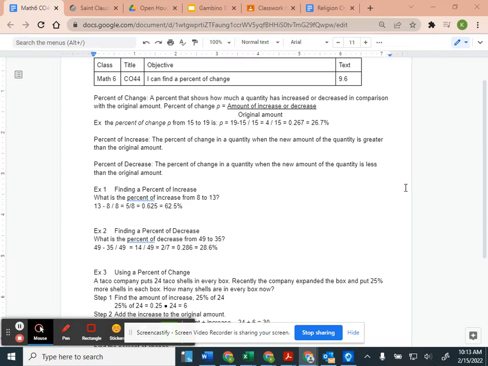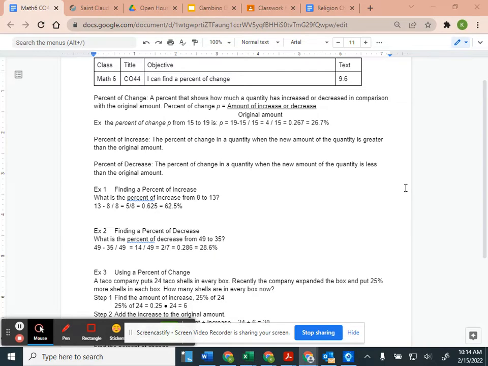Good morning. We are continuing on our percentages unit. Today we are doing CO44. I can find a percent of change. Because we spent a lot of time talking about the math packet that we need to have done for tomorrow, and we were reviewing our homework, we're not probably going to get through this full lesson today. So this is going to be split, but I need us paying attention. So we'll start it today and finish it tomorrow.